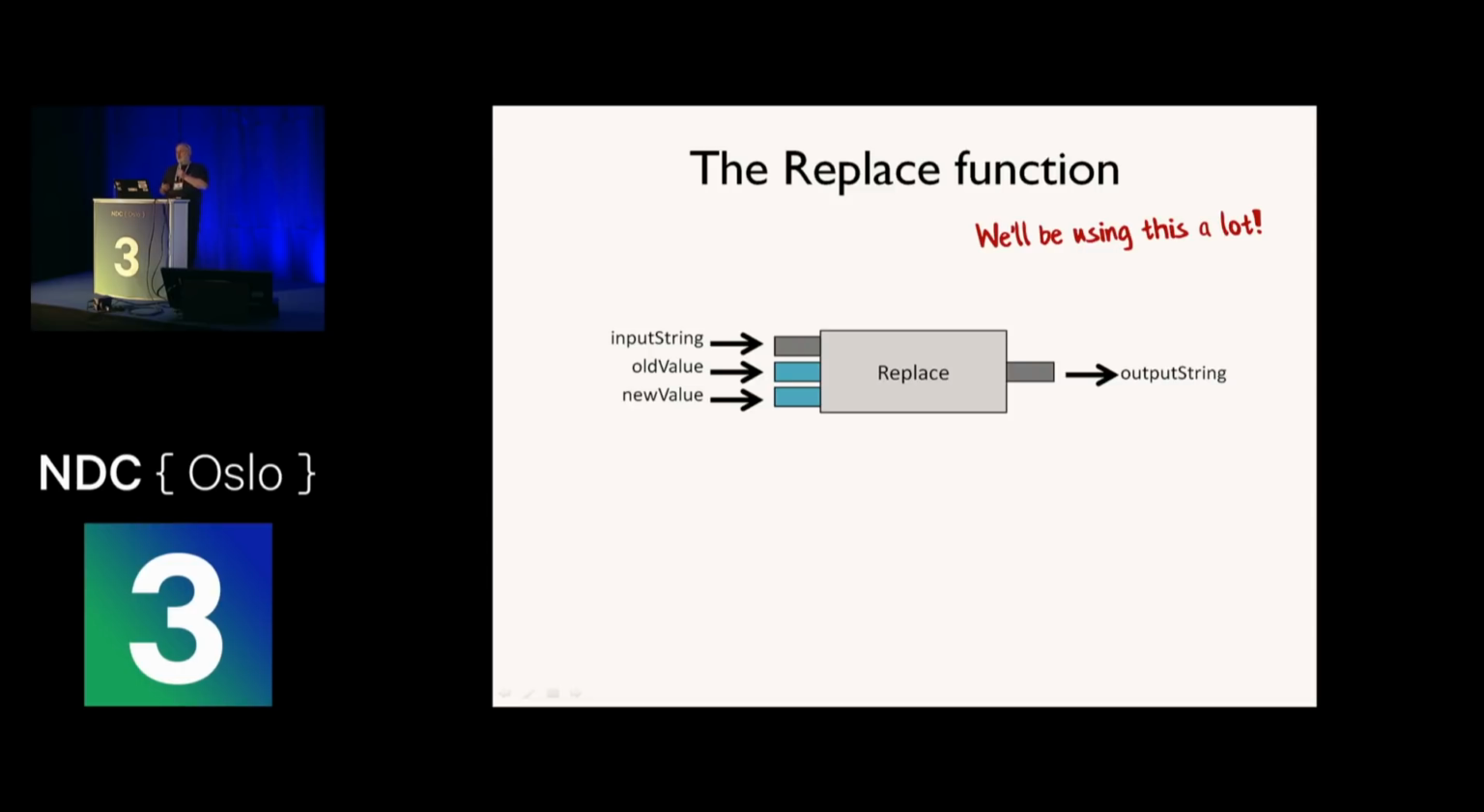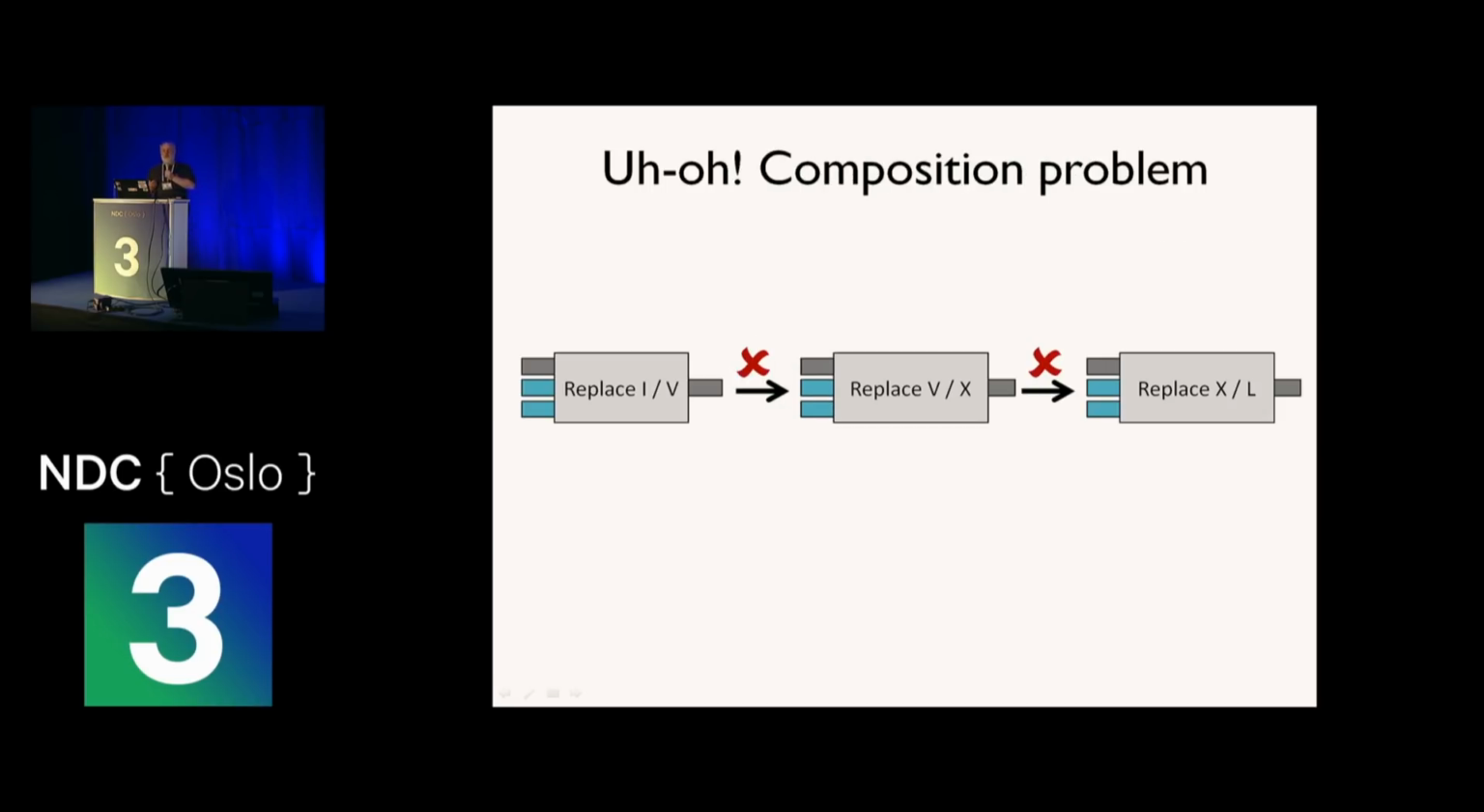Here's the problem: the replace function that we use has three inputs. You have the original input string, and you have the old value and the new value, and that gives you your new output. So replace is a three-input function, all right? And that's a problem, because we can't compose something with one output with something with three inputs. All right, so this is not good.